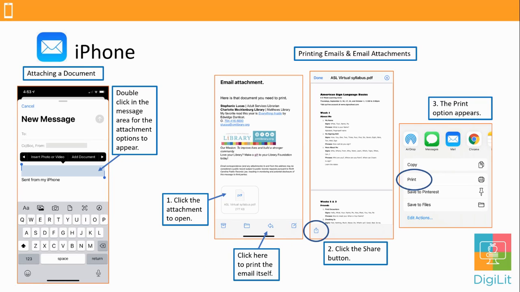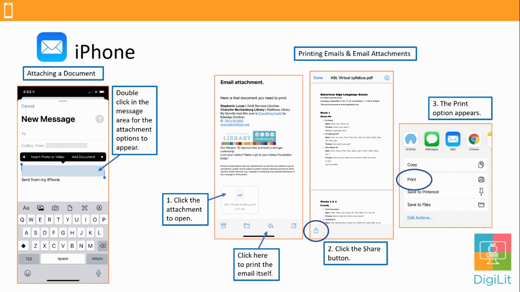The image on the left shows what your screen will look like when composing an email. You will click in the area that says To and type in the email of the person to receive the email. You will click in the message area to start typing your message, or you can double-click in the message area for the attachment options to appear. You will then see the black banner or pop-up menu with the option to insert photo or video or add a document. When you select one of those options, it will take you to the options to attach your photo or document.